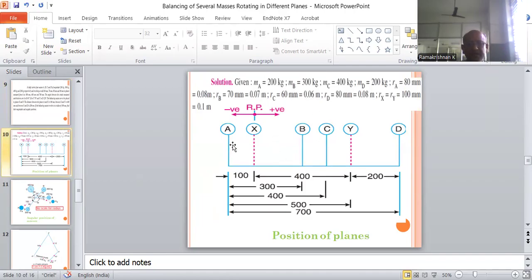Now we draw the positions of planes A, B, C, D. From A, the distance between A and B is 300 mm, and the distance between planes A and C is 400 mm. Also, the distance between A and X is 100 mm, and the distance between Y and D is 200 mm. Similarly, all the planes are noted. Here the plane X is assumed as the reference plane.